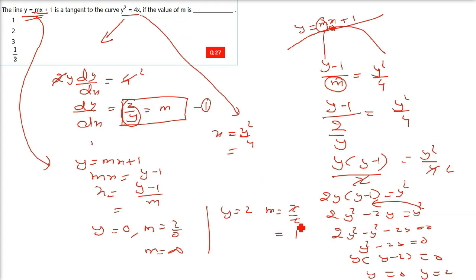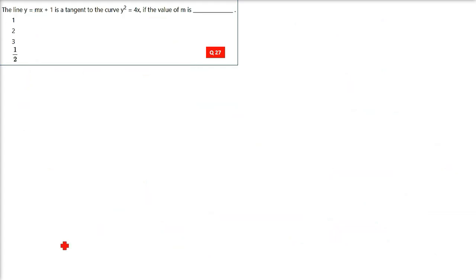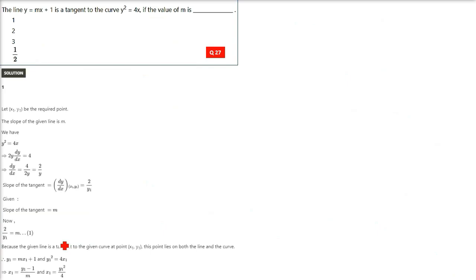But what is the option? What are the options? 1, 2, 3 and half. So what is matching? 1. So you can mark that as the correct option. Now let me show you the reference solution that you are going to follow.